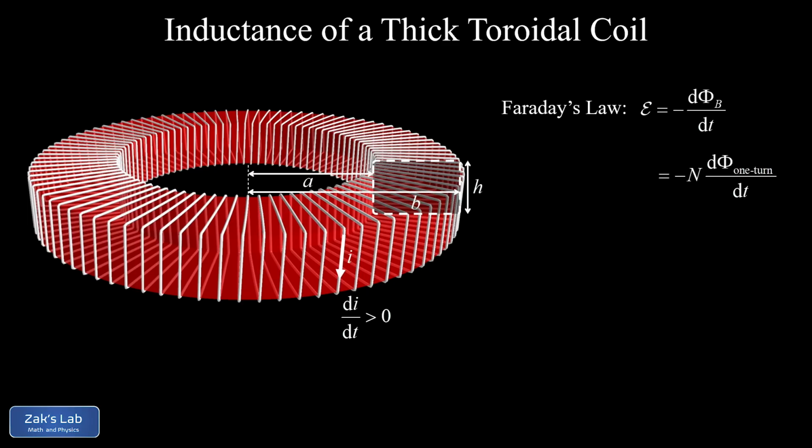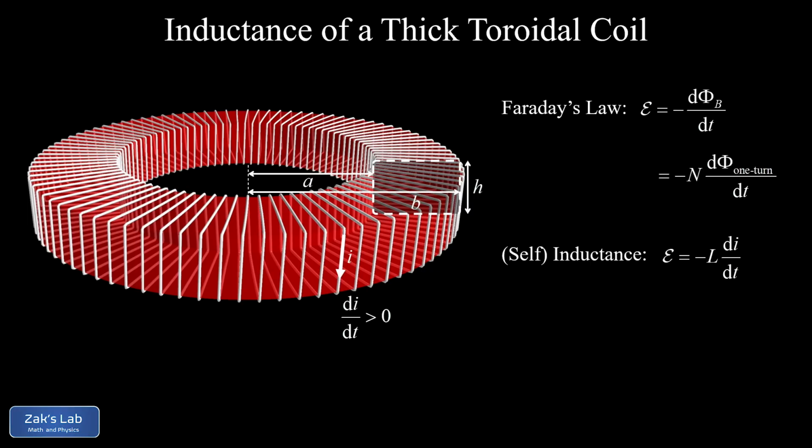Next, we get a quick reminder of the definition of self-inductance. And the idea here is that the induced EMF is going to be proportional to the rate of change in current in the coil, and that constant of proportionality is what we're after. That's the self-inductance of the coil. So the plan is to do the Faraday's law calculation and then show that the induced EMF is proportional to the rate of change in the current, and then the constant of proportionality is exactly what we're looking for.